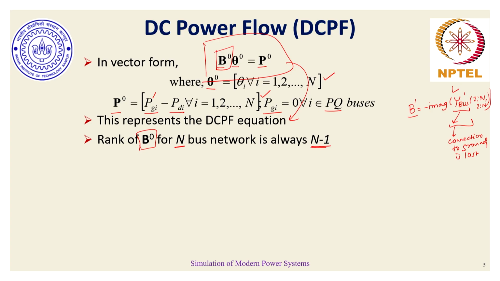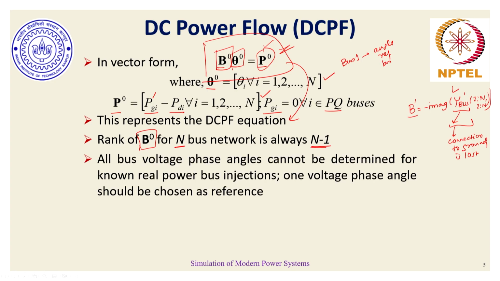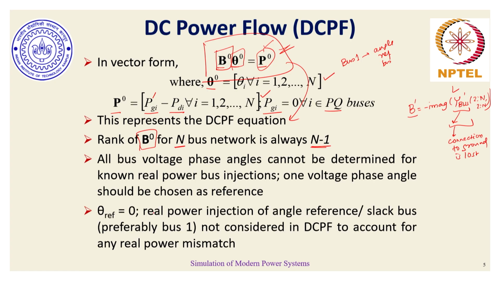So, if its rank is always n minus 1, that means this equation cannot be solved. That means theta zeros cannot be obtained for known P zeros. And that is the reason why we have to choose one of the buses, bus 1, as the angle reference bus, so that one of the voltage phase angles becomes known and then the other voltage phase angles can be uniquely obtained for other known injections.